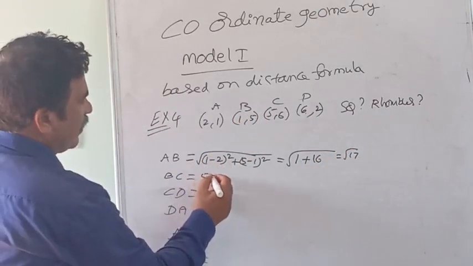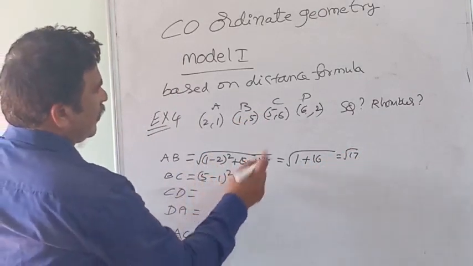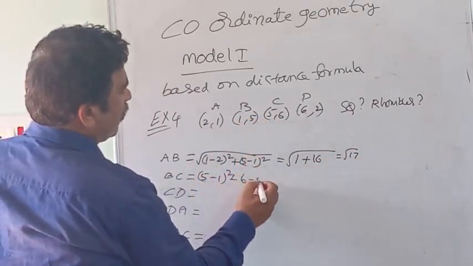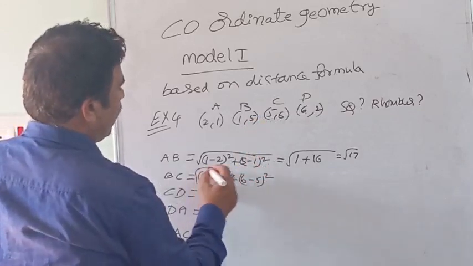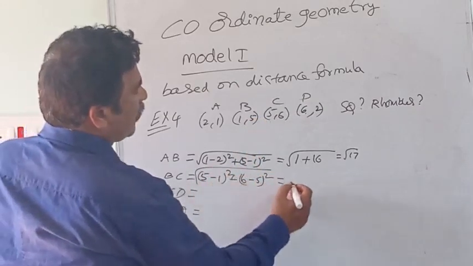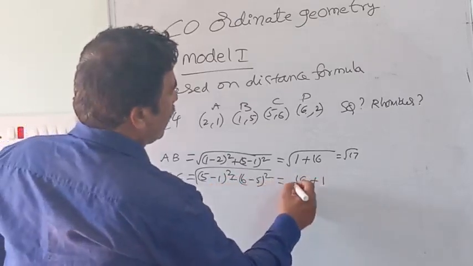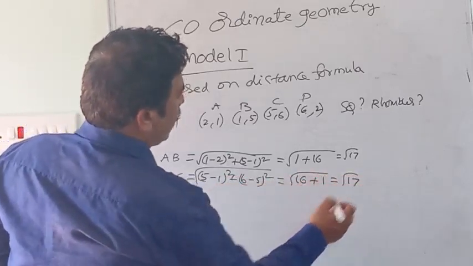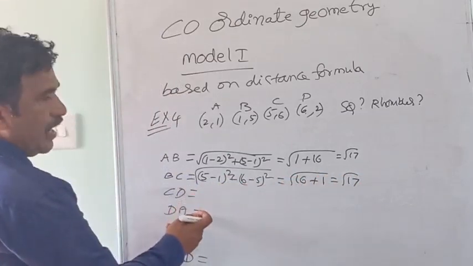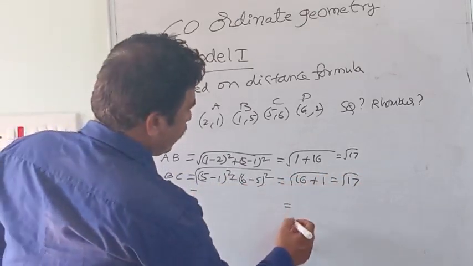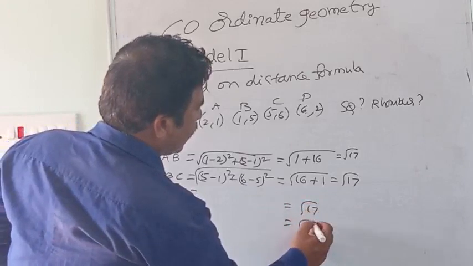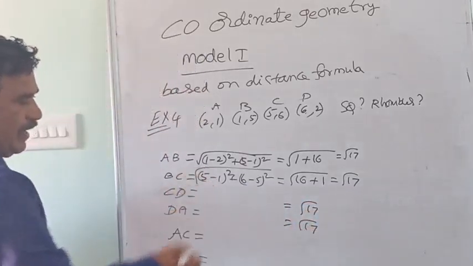Next BC: (5 minus 1) whole square plus (6 minus 5) whole square. 5 minus 1 is 4, 4 square is 16. 6 minus 5 is 1, 1 square is 1. Therefore root 17. Find CD and DA also; you will get the same values, root 17, root 17.